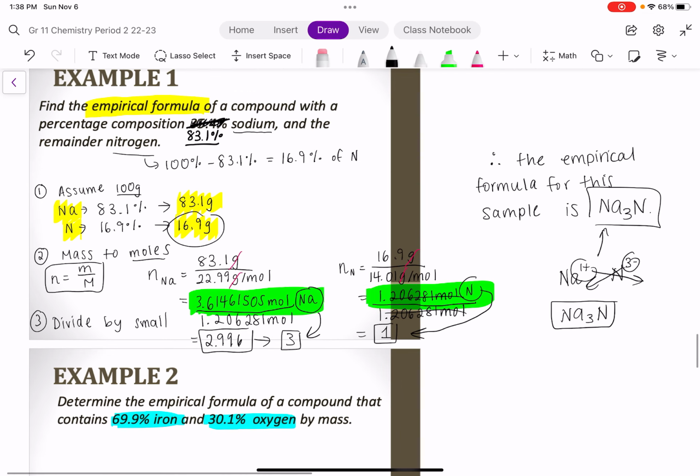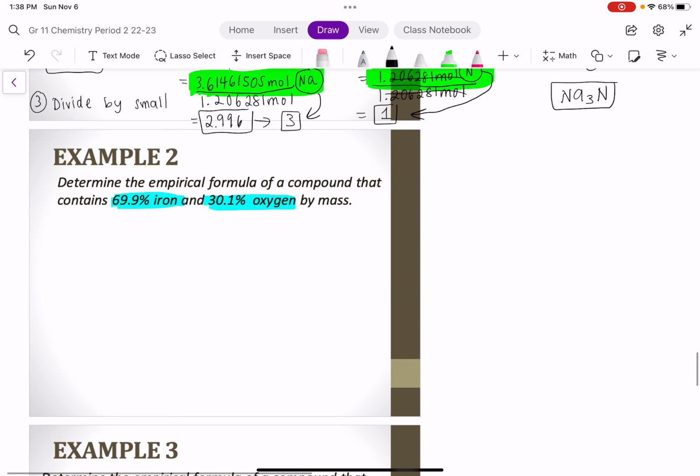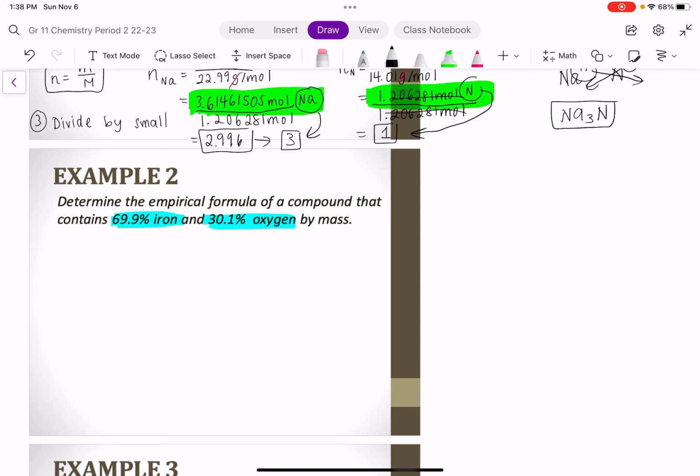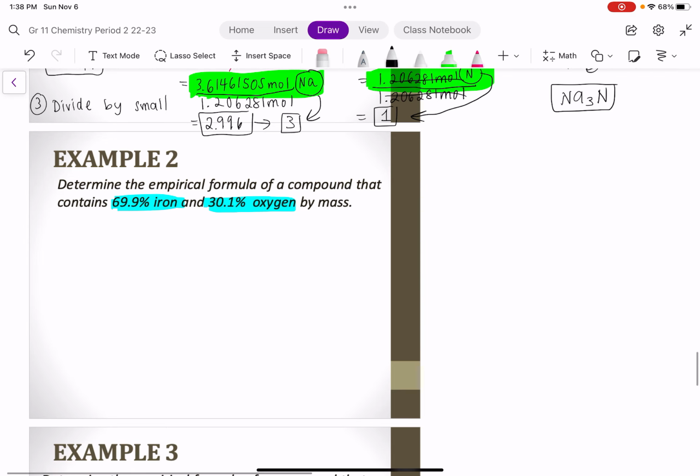Okay, so I'll do the second example. You can pause the video, try it out on your own before, or you can follow along. Example 2 says, determine the empirical formula of a compound that contains 69.9% iron and 30.1% oxygen by mass. So again, the first thing we do is convert our percent to mass. In a 100-gram sample of this compound, iron will have 69.9 grams, and oxygen is 30.1 grams by mass.